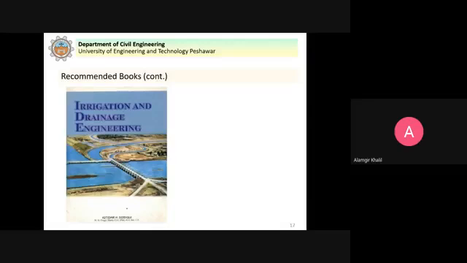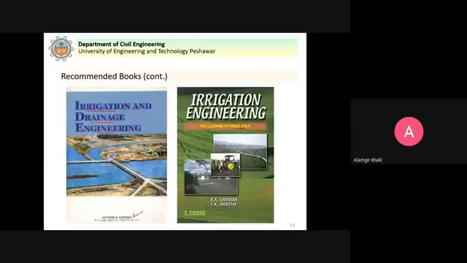Now another book, also written by a Pakistani author, Iqtidar H. Siddiqui, is Irrigation and Drainage Engineering. This is also available in the market. You can buy it. This is a good, very comprehensive book. All aspects of irrigation, all topics are explained. So this is also a good book. And another book is Irrigation Engineering by Sharma.